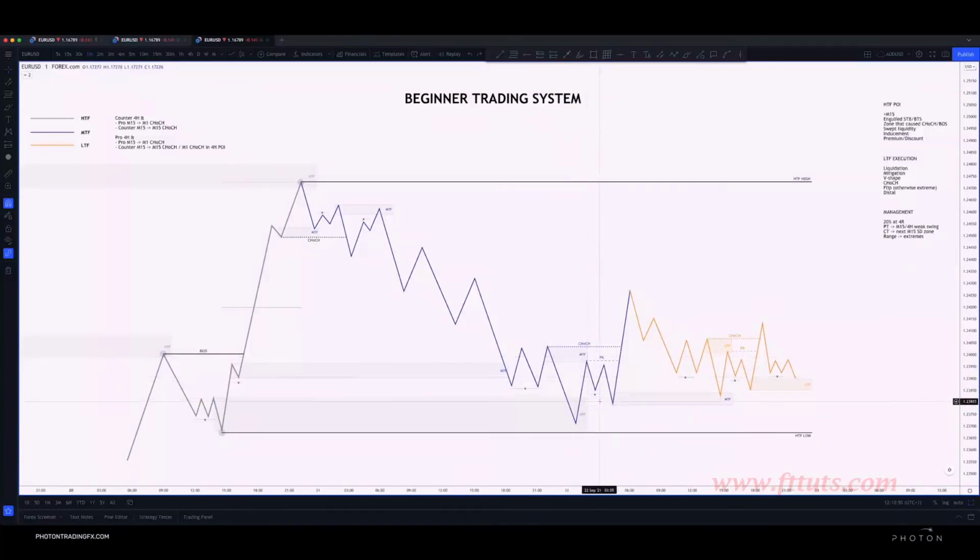Some of you may want to be really conservative and just always wait for that M15 change of character, like the very first trade that we went through. So that kind of wraps that up.